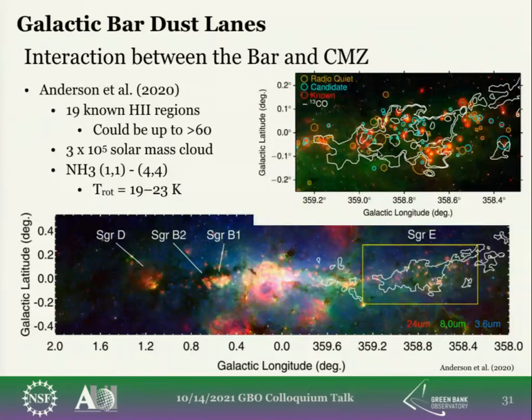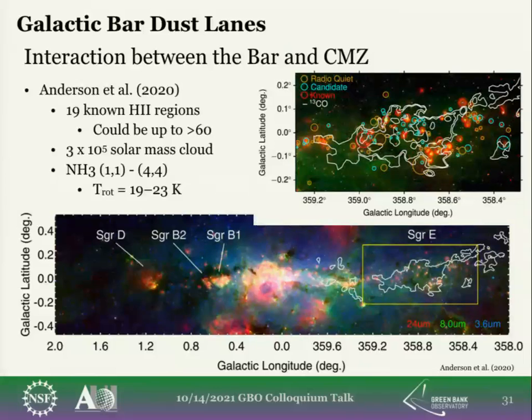Now, several of these H II regions are associated with a large molecular cloud of about 3 × 10⁵ solar masses. That's what's shown here as the white contours, the molecular cloud as traced by 13CO. You can see that several of the H II regions are embedded mainly in that large structure.